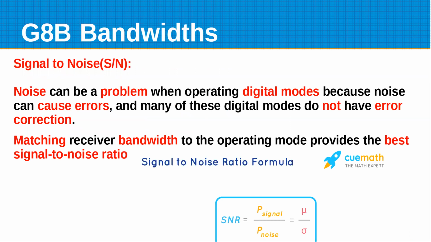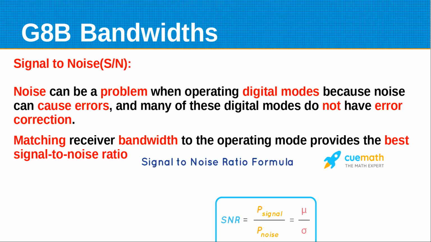Signal to noise ratios. Okay. Noise is a real problem when you're operating digital modes. If you get too many errors in a digital mode, you basically can drop the connection or you hear nothing on a digital voice mode. It's either crystal clear or it's not there at all.